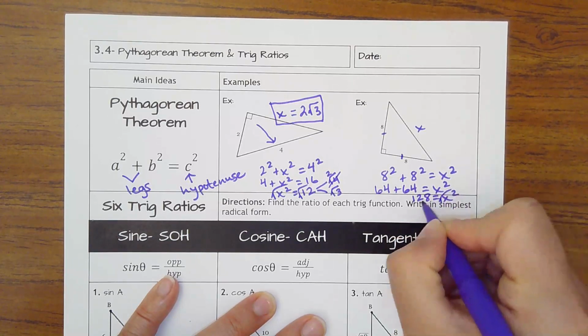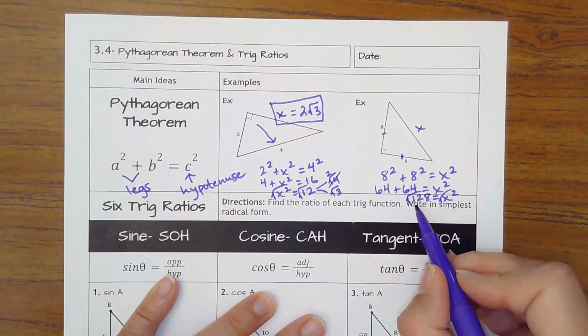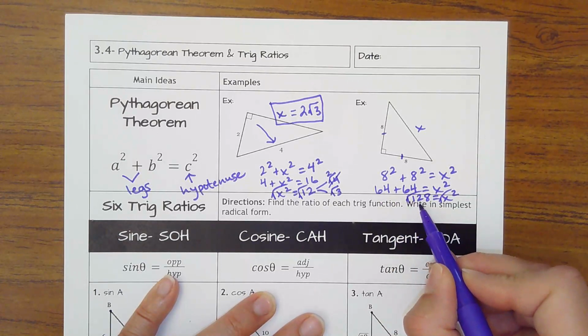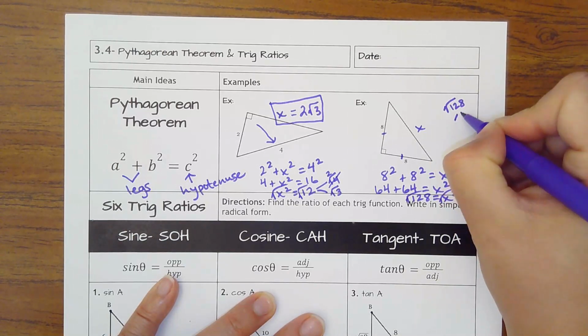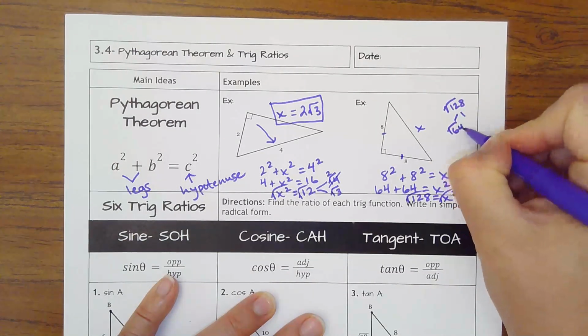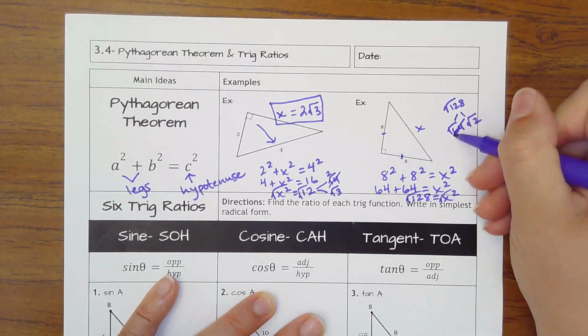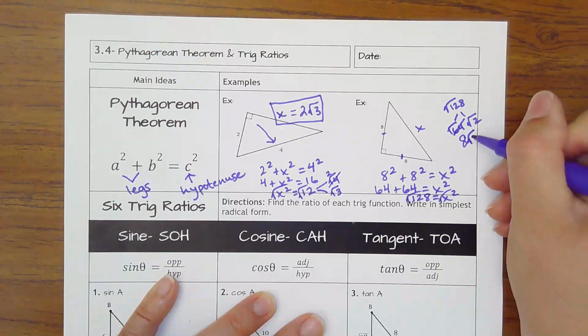And I would have to square root that. Well, I already know that 64 doubled made 128. So within 128, that is a square root of 64 times a square root of 2. That would become 8 square roots of 2.